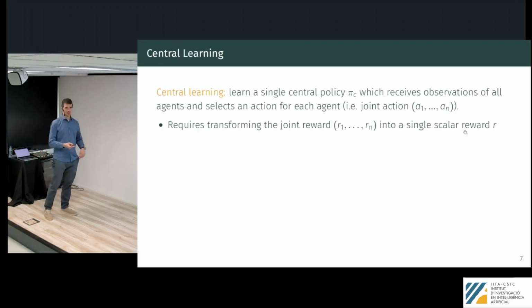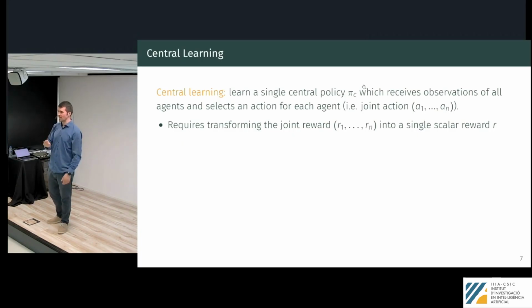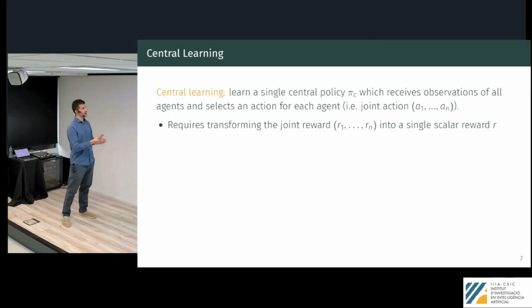If we want to use a single agent reinforcement learning algorithm to learn the centralized policy pi c, well, then in the single agent case, it means there's only one reward that this algorithm gets to see, not multiple rewards, because from the algorithm's perspective, there are not multiple agents, it's only itself. And that means we need a way to transform this joint reward into a single reward.